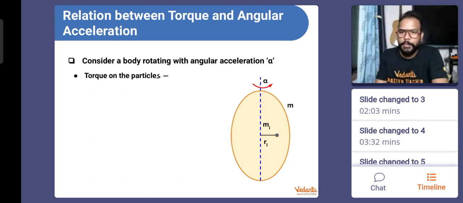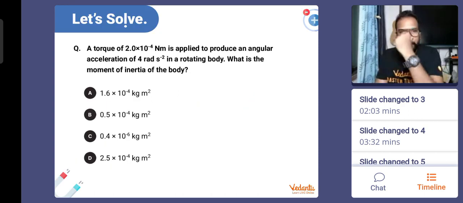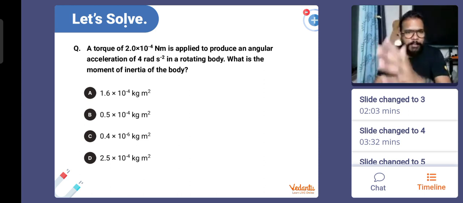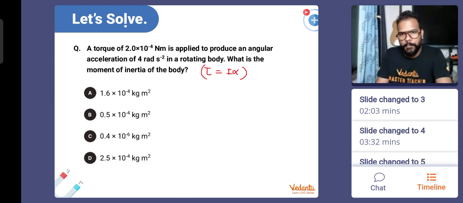Let's see some questions. Switching off the chat so that we focus on how they are applied. So the first one is very easy. A torque is given, alpha is given. It is asking for the moment of inertia that you have to find out.